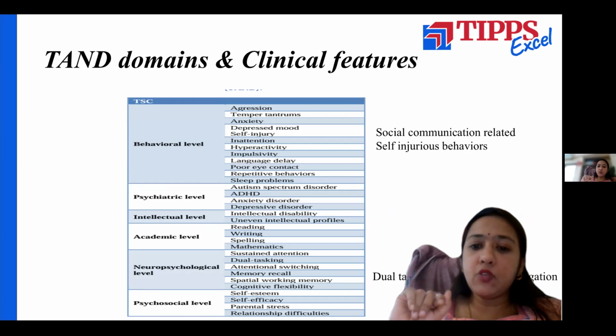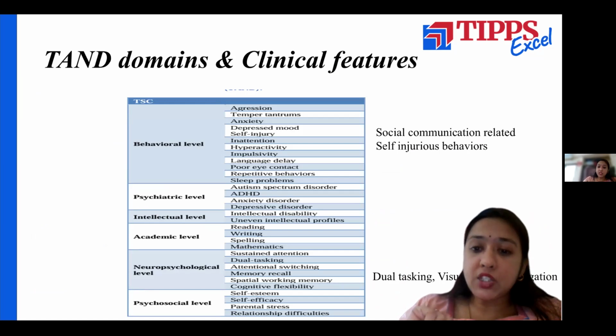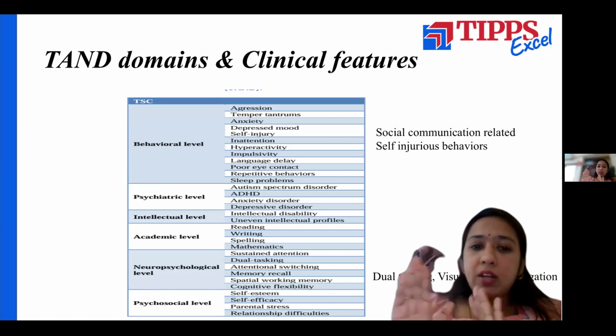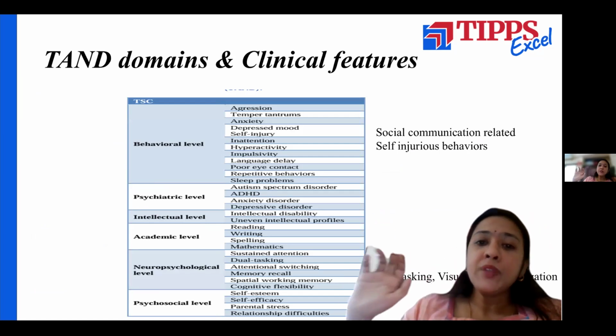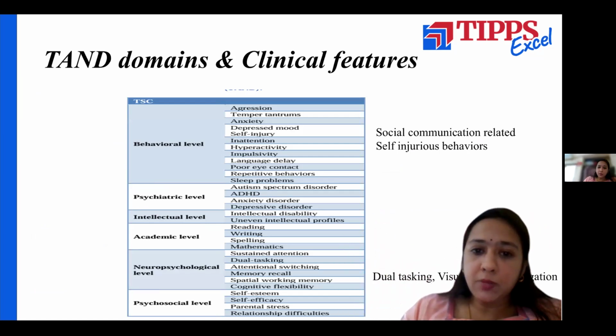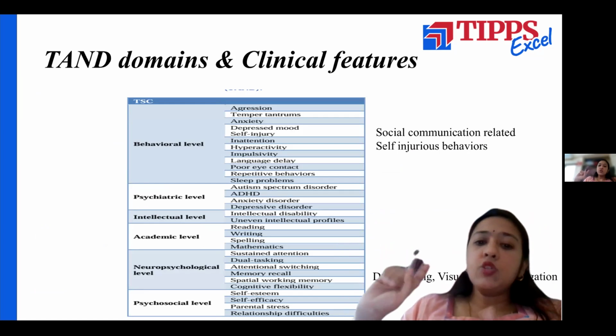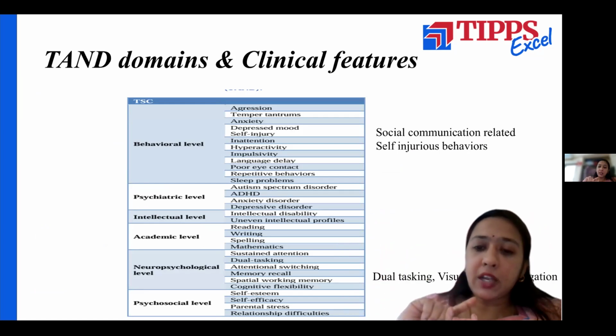So behavior, we will focus on whether the child is having aggression, temper tantrums, hyperactivity, impulsivity, social communication related disorders. So we have to understand that when we focus on behavior, we are focusing more on the problems which happen in autism spectrum and ADHD. So on psychiatry level, we will try to see whether the child fulfills a co-occurring diagnosis of ASD, ADHD, whether internalizing disorders are present.